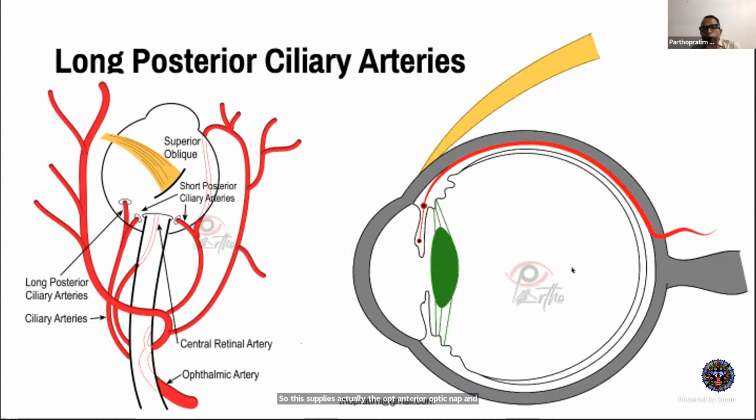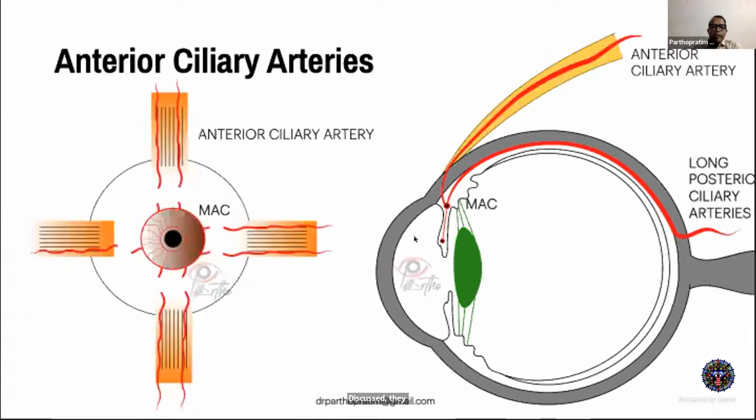Now, coming to the long posterior ciliary arteries, here I have drawn the posterior ciliary artery so that you can see the artery without any other arteries. It perforates the sclera, medial and lateral to the optic disc, runs forward in the suprachoroidal space, and then anastomoses with the anterior ciliary arteries and supplies the iris, ciliary body and anterior choroid. As we have discussed, they form the major arterial circle. We'll see in the next slides, and then supply the iris.